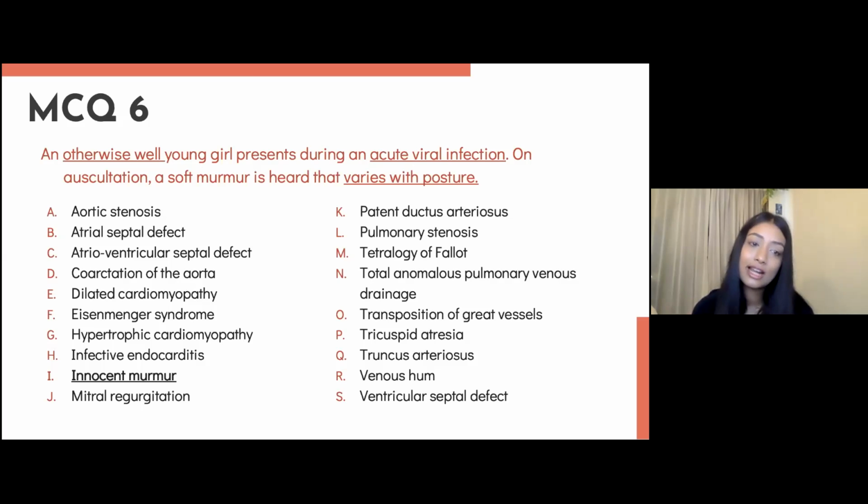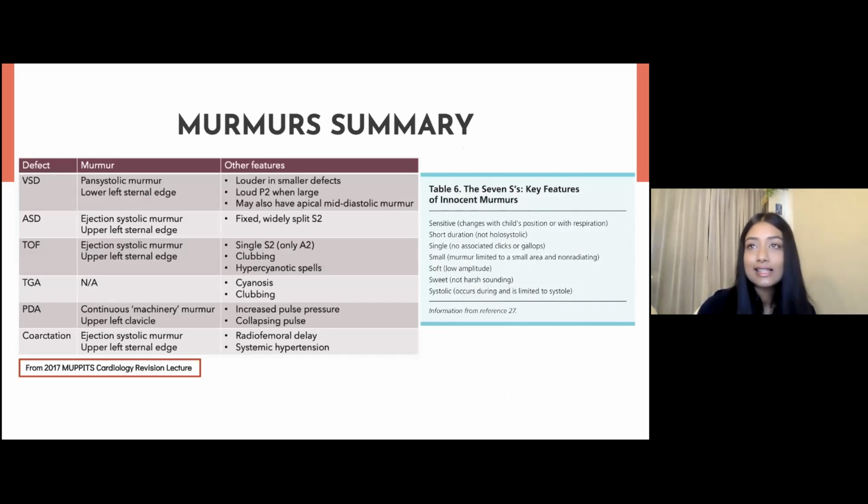And with the auscultation findings, I have a slide here, we can go through the different characteristics of an innocent murmur, but usually it's one that changes with posture or breathing, and it's usually quite soft and not a very harsh murmur. These are the 7 S's in that blue table that describe the key features that we've talked about. It's good to know as it helps in practice as well. You need to know what's normal versus what's pathological.